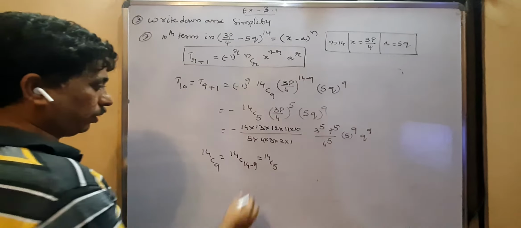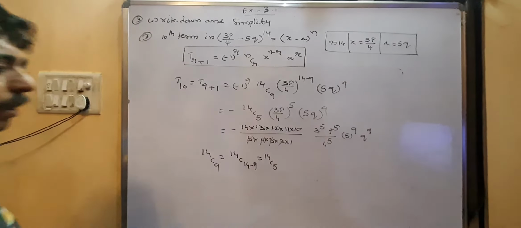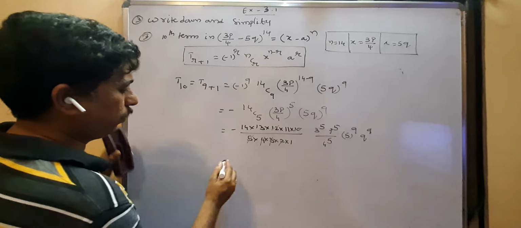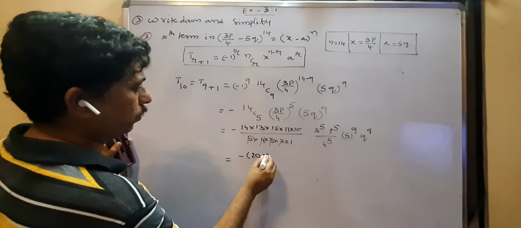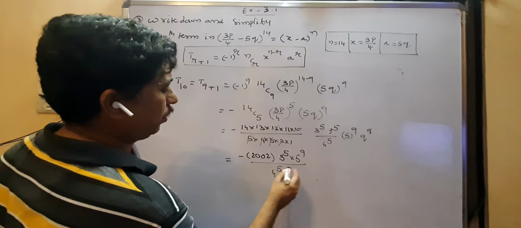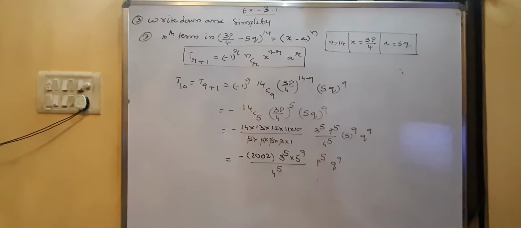Now I can simplify. 4 3s are 12, cancel it. 5 2s are 10, cancel. 11 13s are 143. 143 14s are 2002. We get the final answer: minus of 2002 into 3 power 5 into 5 power 9 by 4 power 5 into p power 5 into q power 9. Like that you can leave it, no problem. Copy the problem.